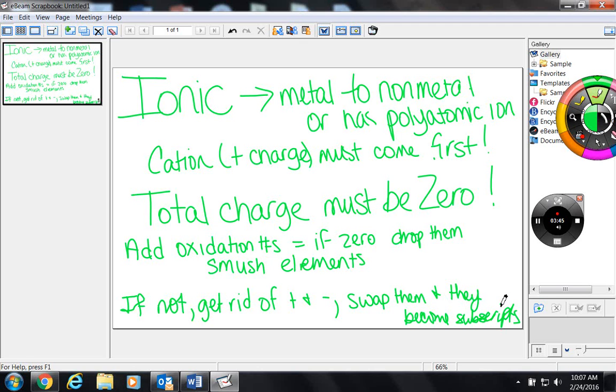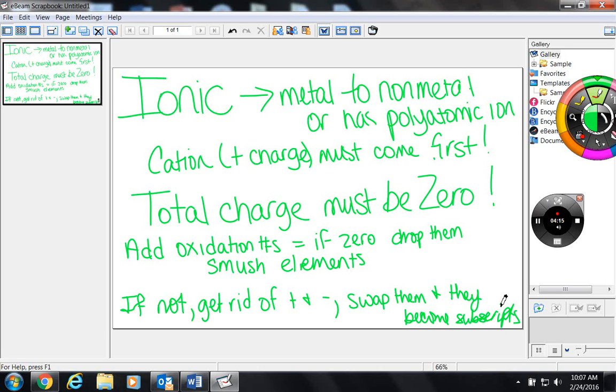What's a subscript? The subscript is the number at the bottom that tells you how many of each element. So I'm going to stay in here for a second and let you catch up. Then we're going to do a few.